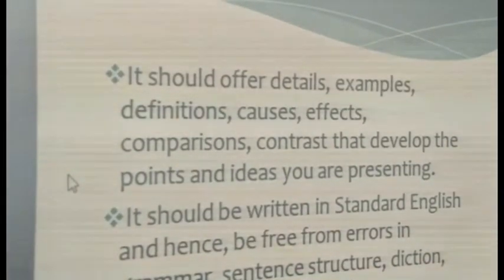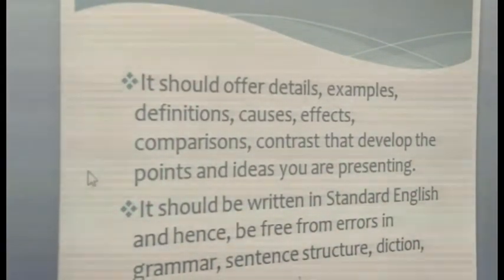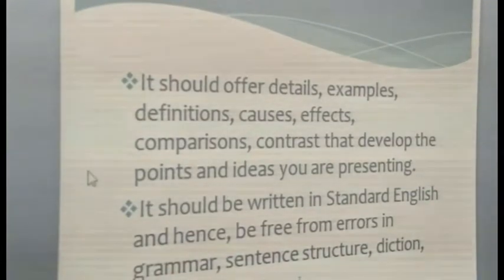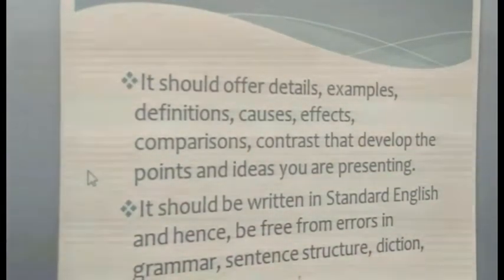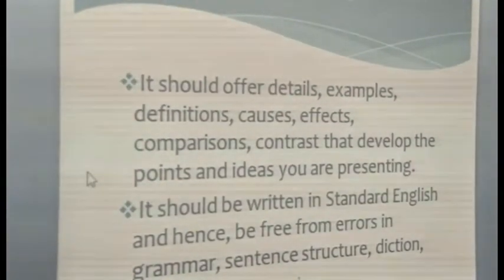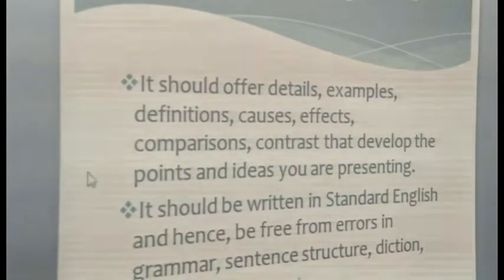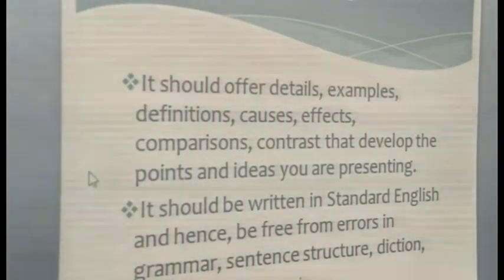It should offer details, examples, definitions, causes, effects, comparisons, contrasts that develop the points and ideas you are presenting.